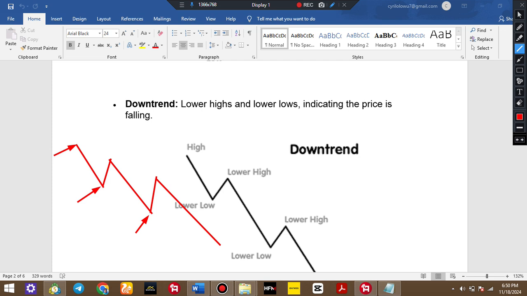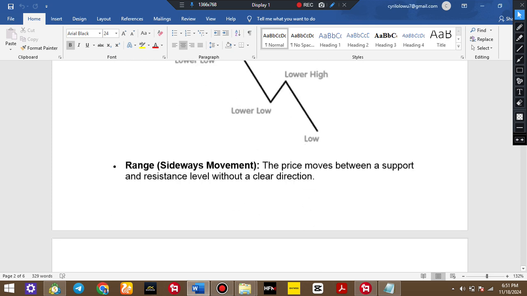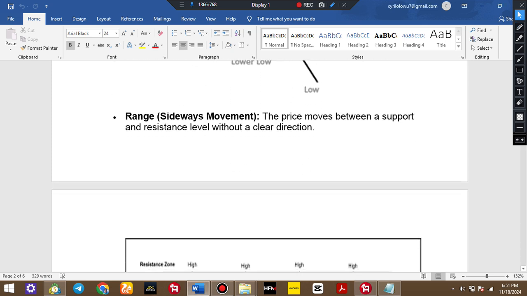Downtrends tend to create lower highs and lower lows, while uptrends tend to create higher highs and higher lows, because price is moving towards the upside. So these are the two major trends in the forex market. The third one, which is referred to as consolidation, is neither an uptrend nor a downtrend.